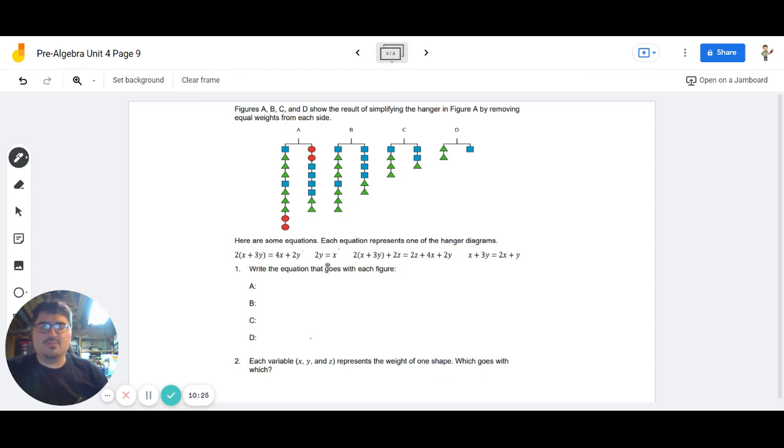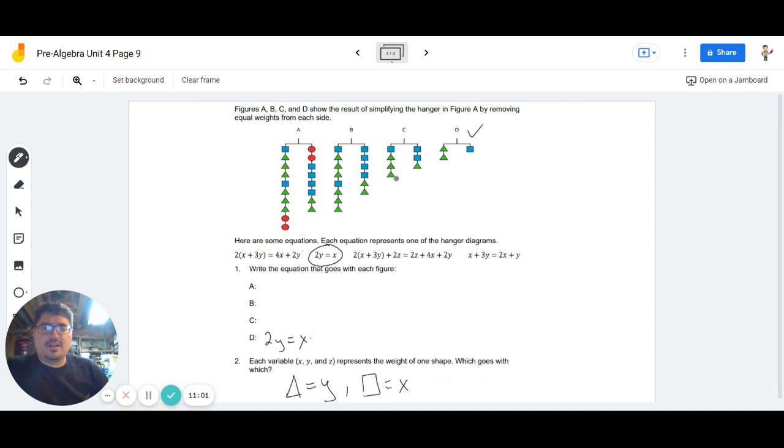Yes, this one. 2y equals x. Well, there's two triangles equals one square. So a triangle must be y. Okay, so a triangle equals y. And that means x must be a square, right? Square equals x. Cool. So that means letter D is 2y equals x. Done.